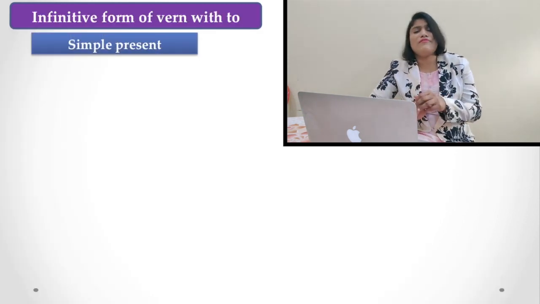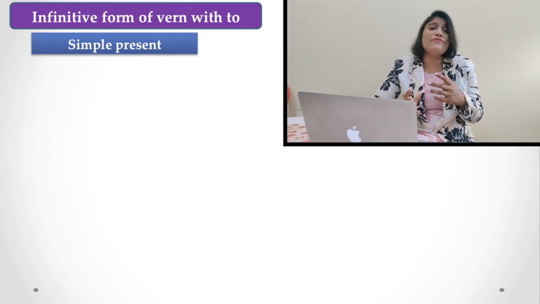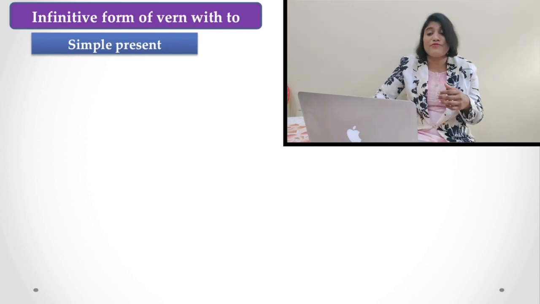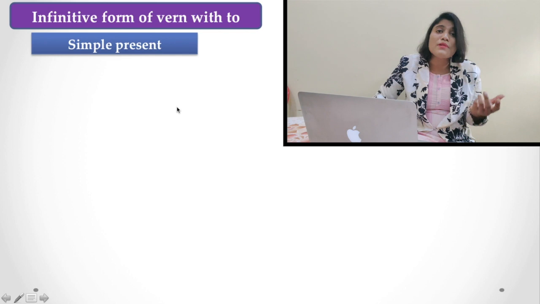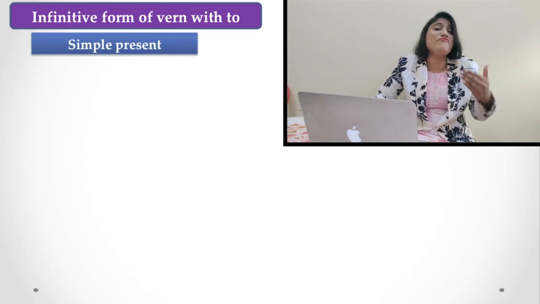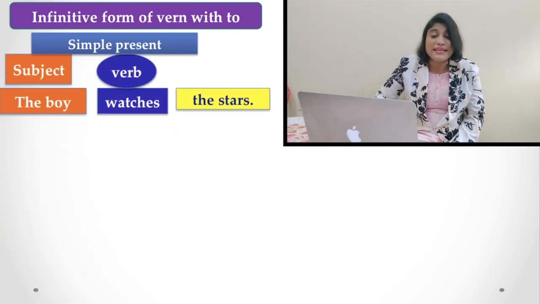Now, a very important thing again: when you are going to make an interrogative sentence in simple past tense or simple present tense, you have to use the infinitive form of the verb, that is the first form of the verb without to. And here the examples make the thing clear.